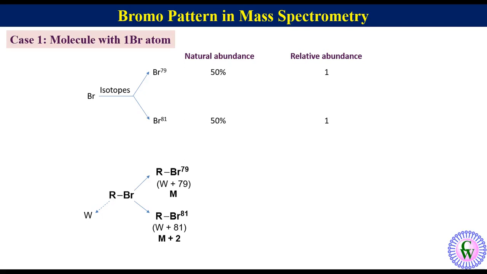Their natural abundance will be 50-50, as the natural abundance of bromine isotopes. In other words, their relative abundance will be 1:1. Therefore, the intensity ratio of M and M plus 2 peaks will be 1:1. Thus, if the mass spectrum of a molecule shows M and M plus 2 peaks with the intensity ratio of 1:1, then the molecule has one bromine atom in it.